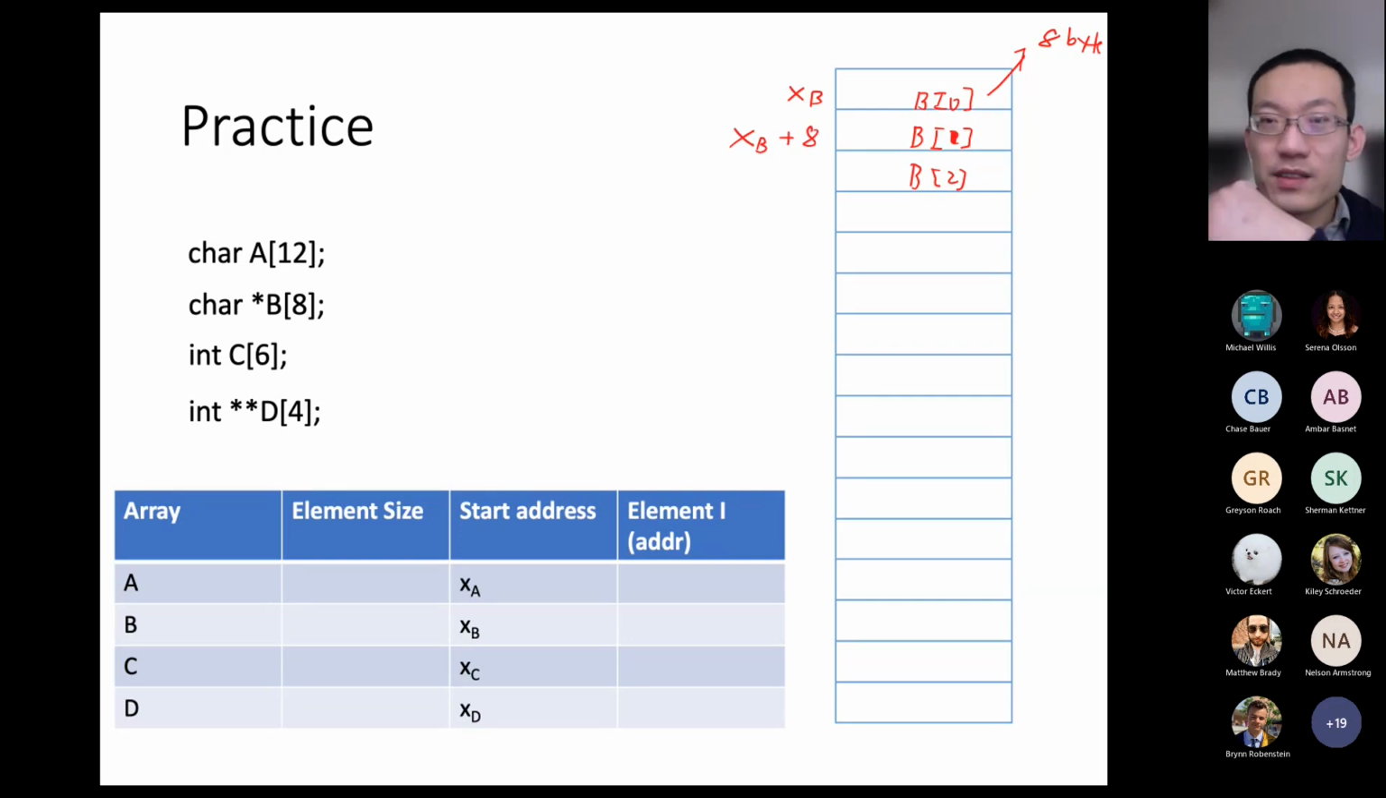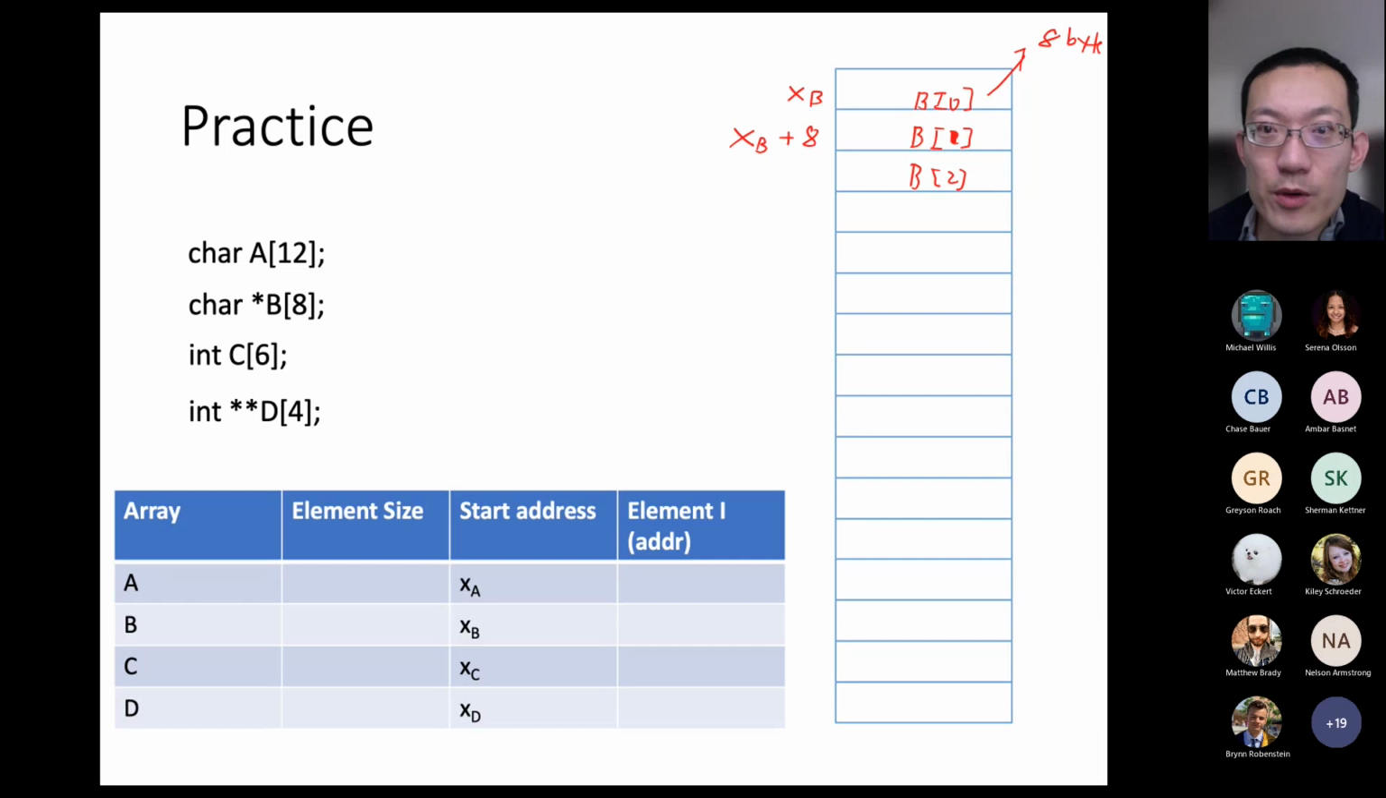Do you know the reason? Because each byte has its own unique address. So B0 would occupy XB, 1 byte, XB plus 1, the second byte, XB plus 2, the third byte, and so on. We have 8 bytes, so starting from XB to XB plus 7, these 8 bytes hold B0. And XB plus 8 starts the next element, B1. That's the reason we add 8.